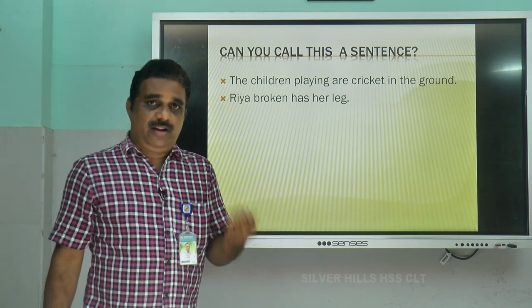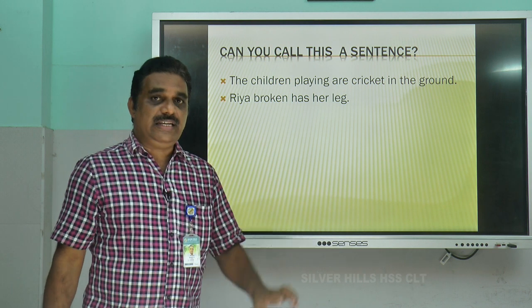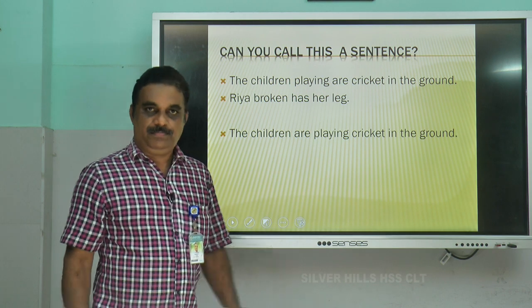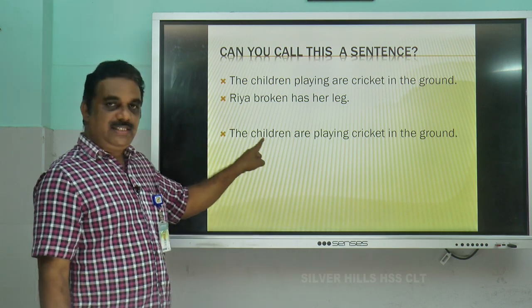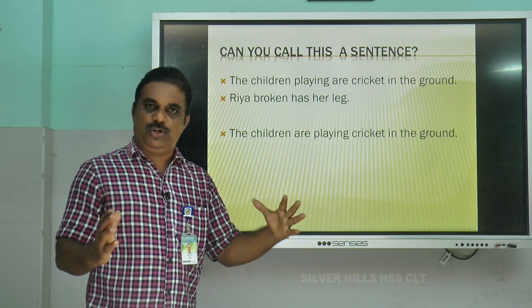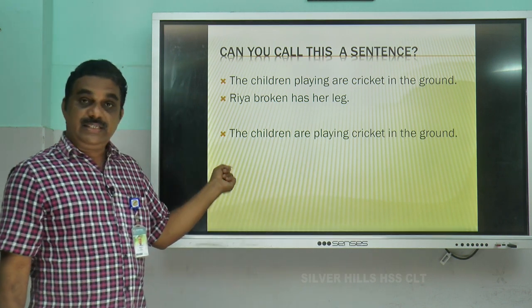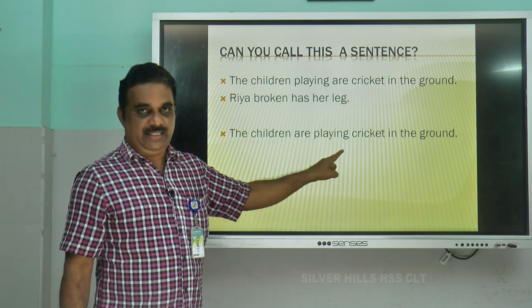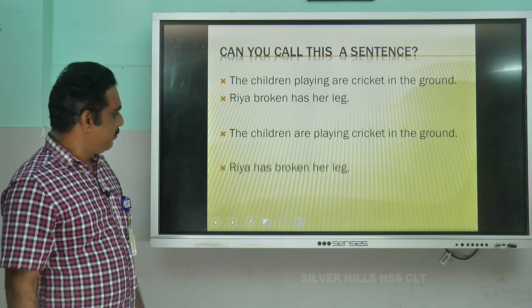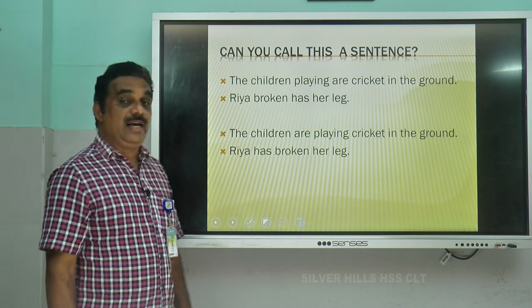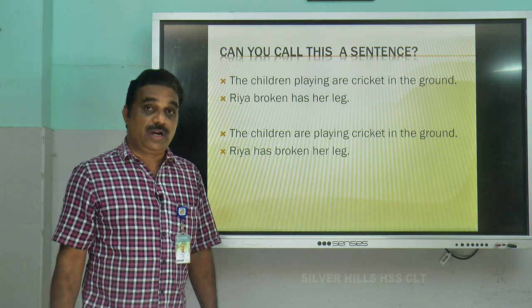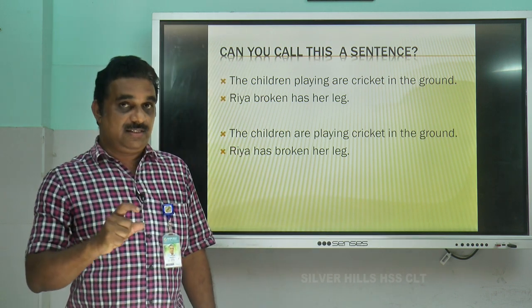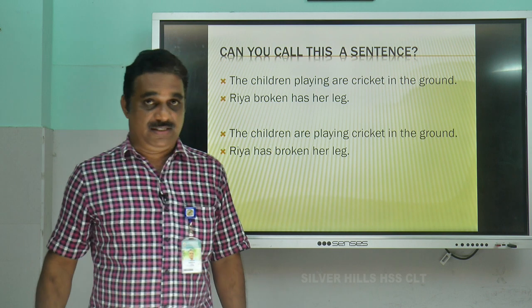And how can we correct this and make it a readable sentence? Let us see that now. The children are playing cricket in the ground. That is a correct sentence because there is sequence, the correct arrangement of words. And the second thing, it is communicating a complete sense. So this can be called a sentence. Now let us examine the second one. Ria has broken her leg. The same thing is there, proper arrangement of words, and it is giving you a complete sense.